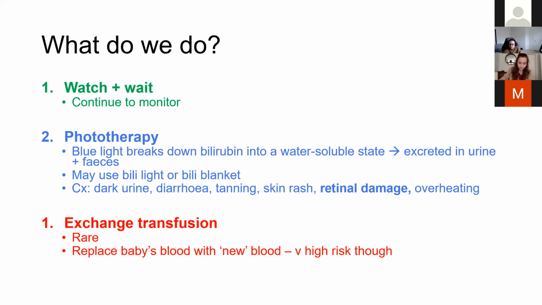An exchange transfusion is essentially, as the name suggests, exchanging the baby's blood with new blood to try and mop up and take out all of the unconjugated bilirubin and prevent it from crossing the blood-brain barrier. This is super high risk though. So it's not commonly done, and it's bad if you have to actually get to that state. Hopefully we've intervened early enough.